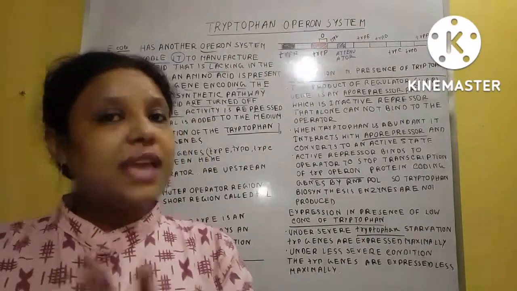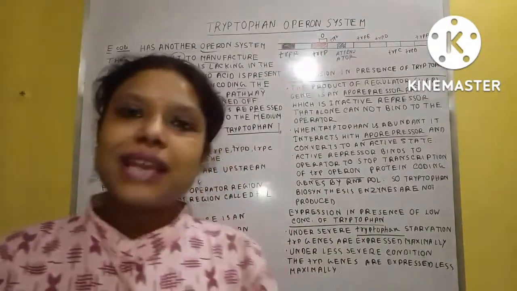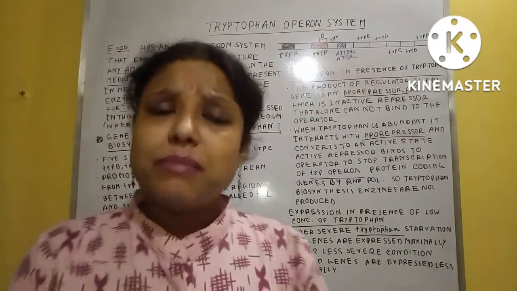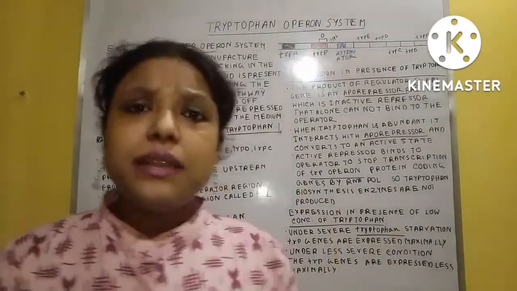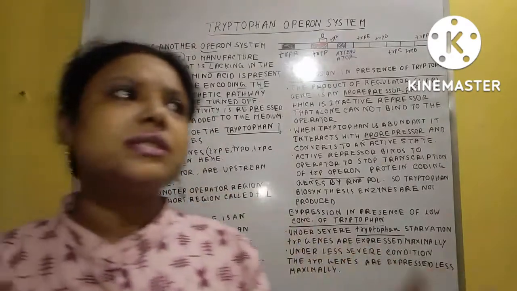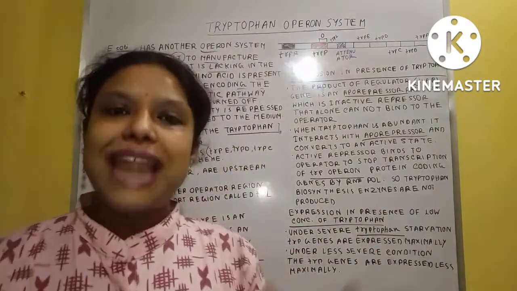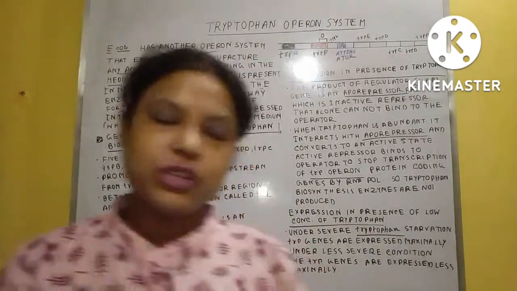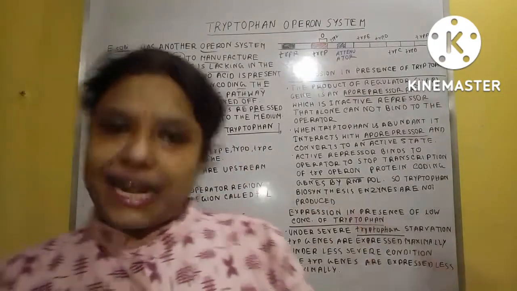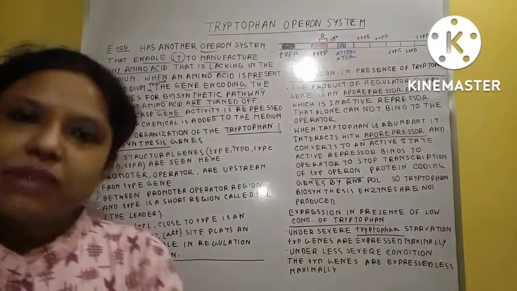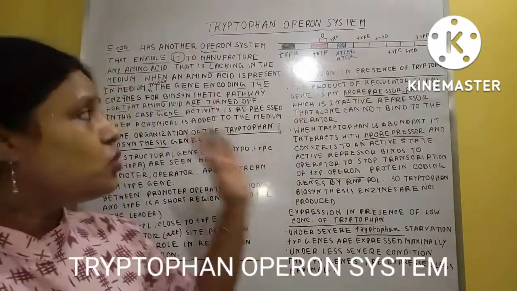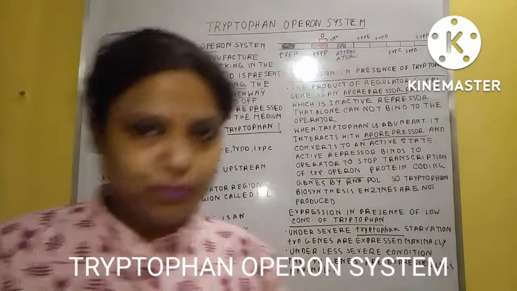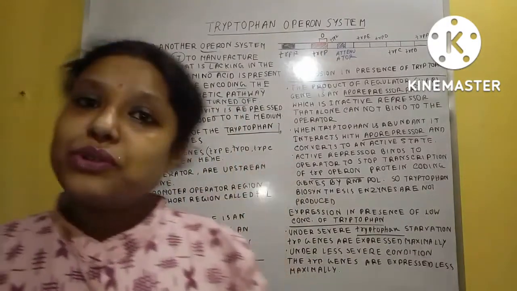So here, any chemical cannot function. But in the lac operon system, the chemical lactose was very important, and when we added it to the medium, the process continued. But this is not possible here. So this is a totally different type of process from the lac operon system.